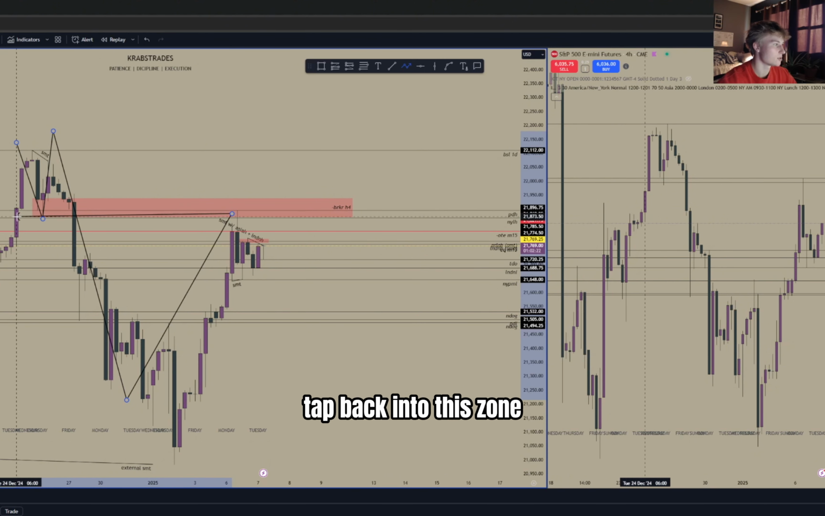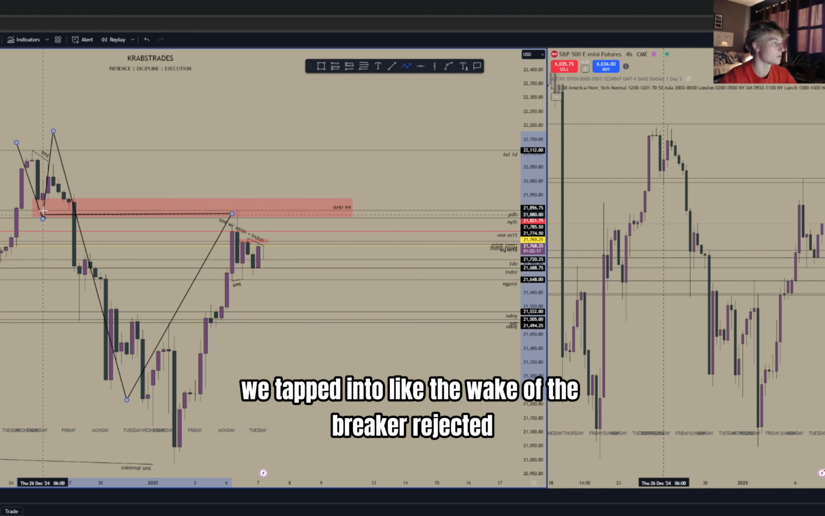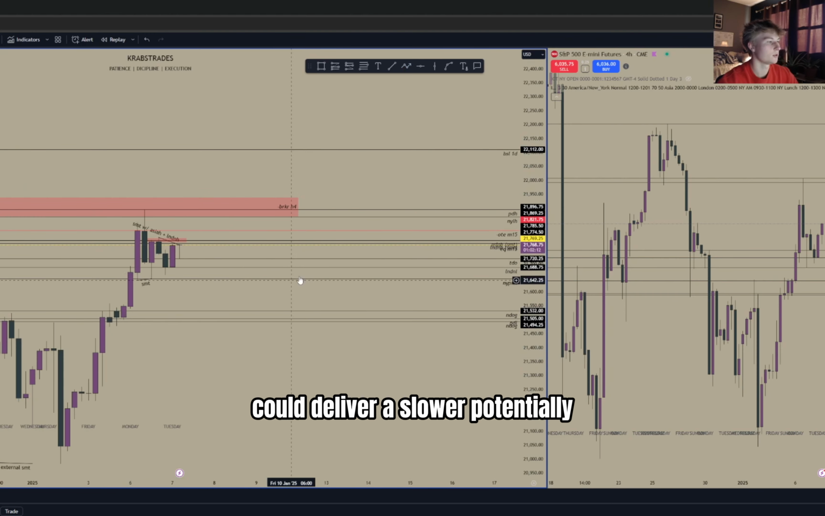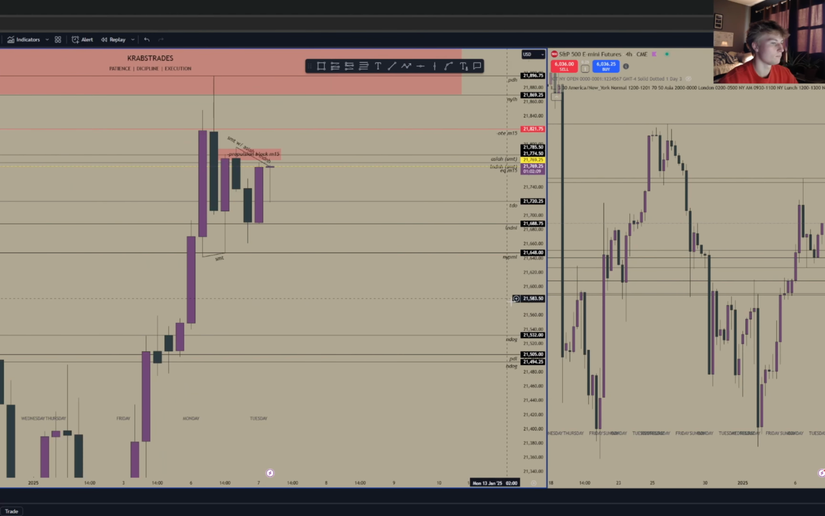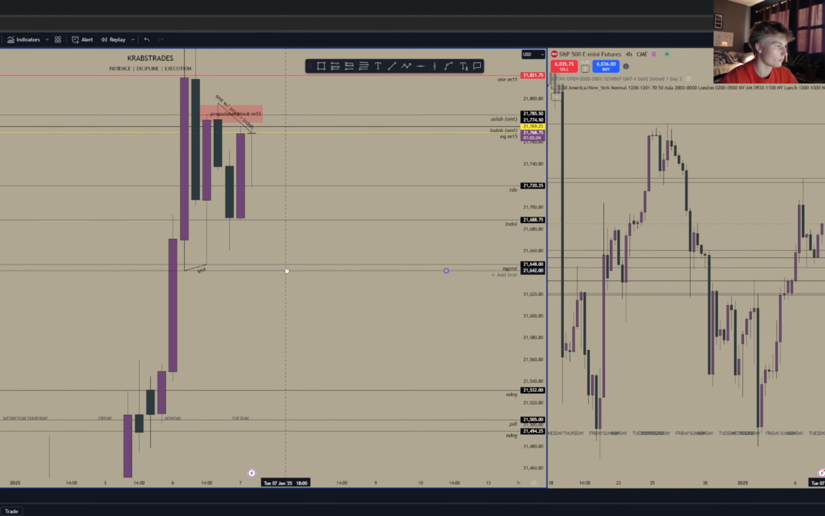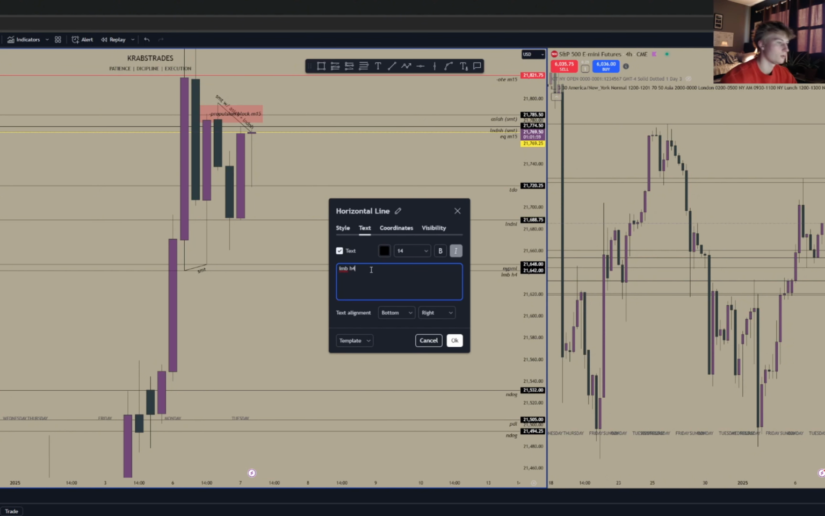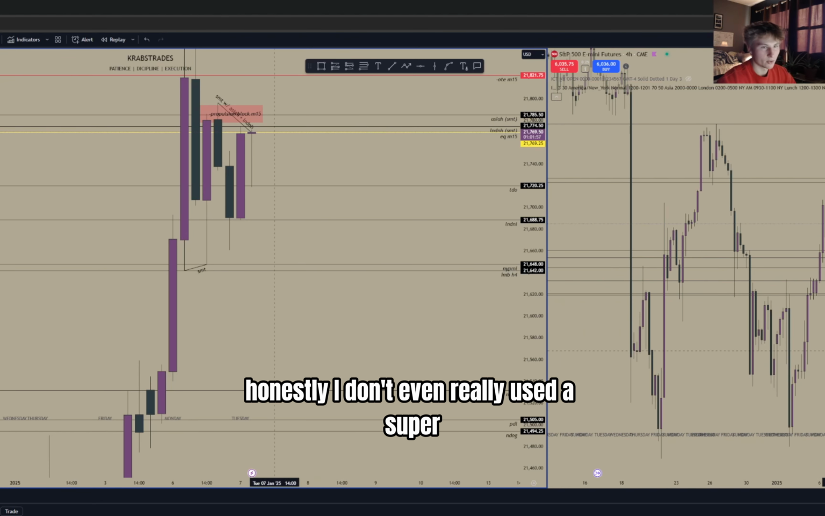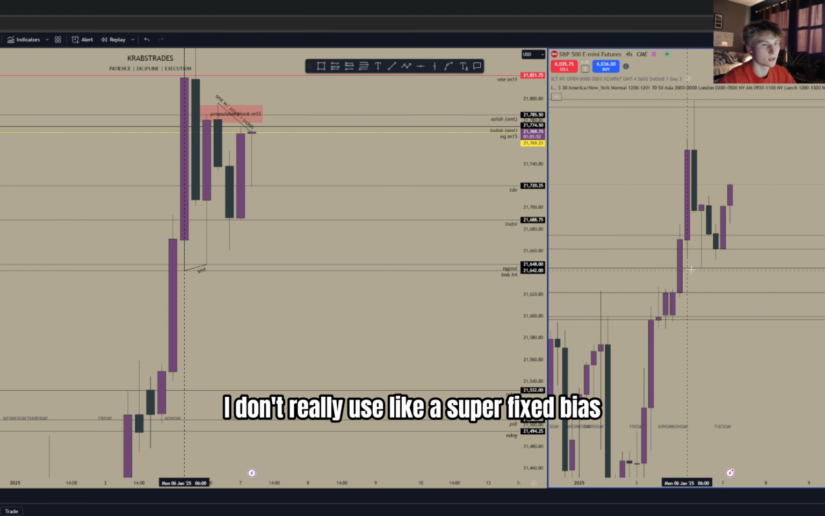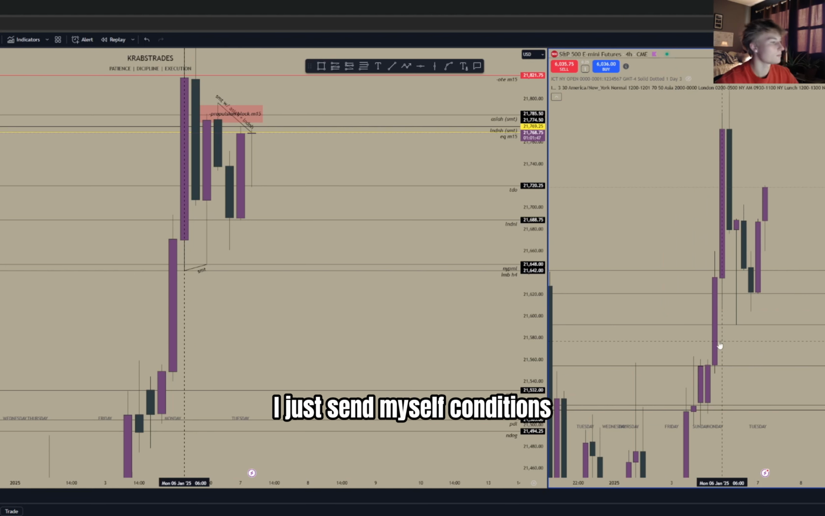We tap back into this zone with the wicks. We tapped into the wick of the breaker, rejected. It could deliver us lower potentially. But yeah, as you can see, my bias right now is getting flipped a lot, so definitely more of a mixed bias for right now. Honestly, I don't even really use a super fixed bias. I just set myself conditions.